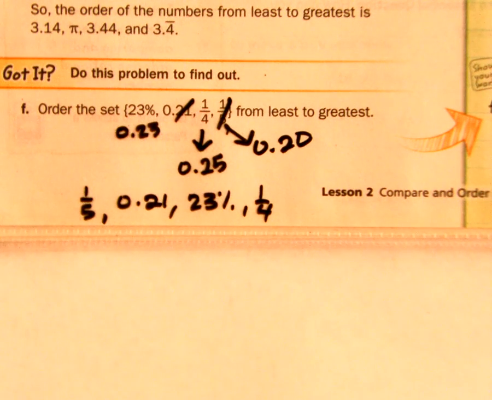So again, when you're comparing and you're ordering rational numbers, you have to get them in the same form, whether they are fractions, decimals, or percents, whichever makes sense to you, so they're easier to compare.